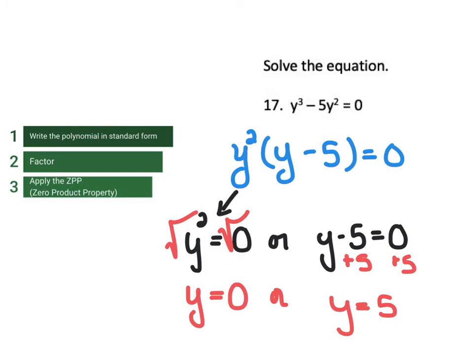Now, the one thing I want to point out is that in this particular answer, 0 is there twice. It has what we call multiplicity 2. So I'm just going to write that underneath of here, multiplicity 2. So your three solutions are y equals 0, y equals 0, or y equals 5. If you just list it once, that's okay, but it will be helpful as we move forward if you list it as having multiplicity 2.